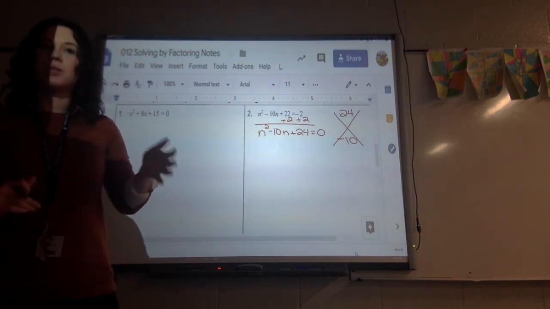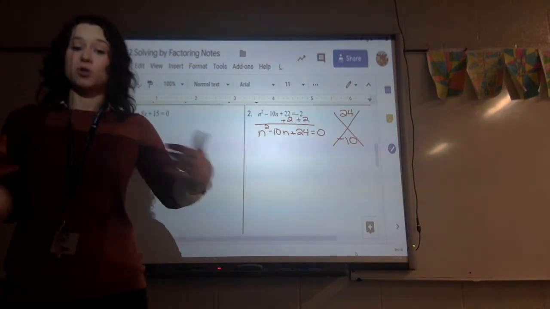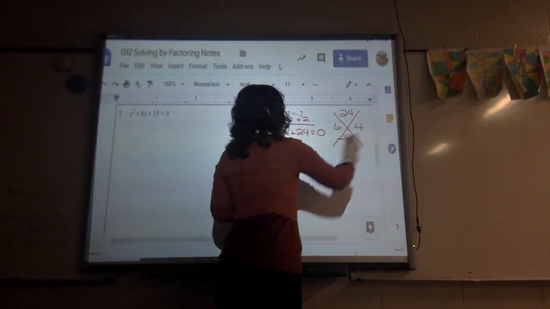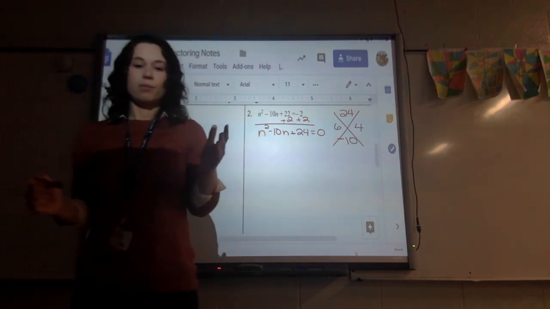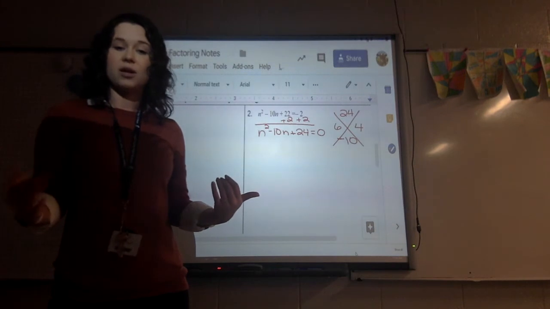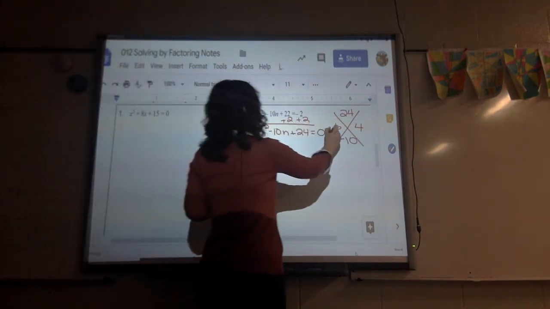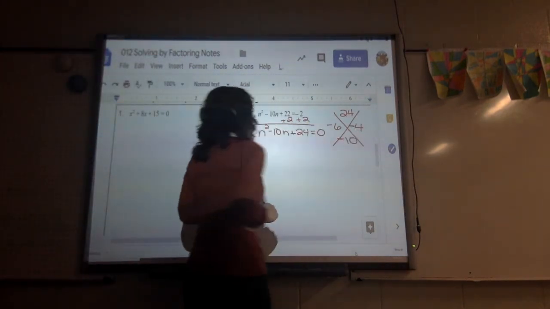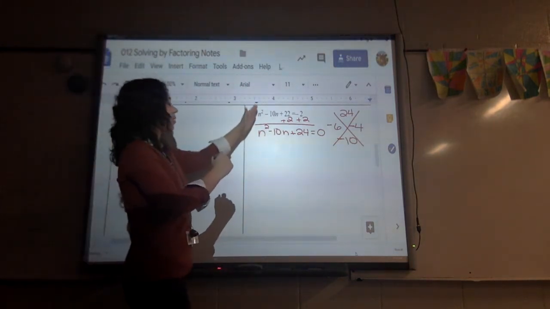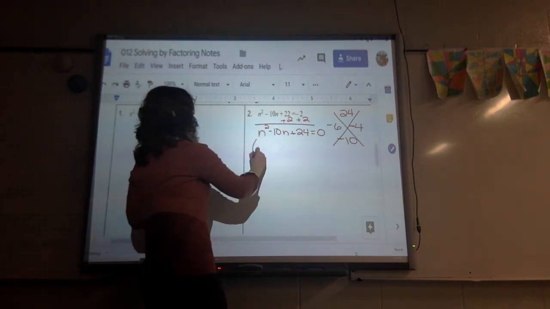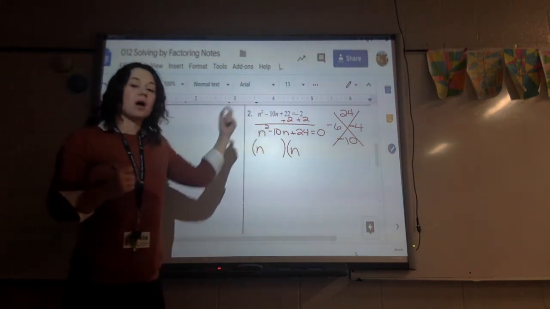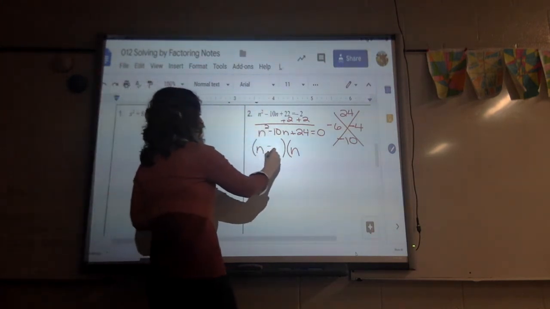Well, the first thing that pops in my head is that 6 and 4 multiply to 24. So I can probably do something with those. But I don't want to leave them positive. They've got to add up to negative 10. How do I make them add up to negative 10? Well, I make them both negative. So now when I write out my factors, I'm going to split up my n squared, so each parentheses gets an n. Now I can write my minus 6 and my minus 4 with those two n's.